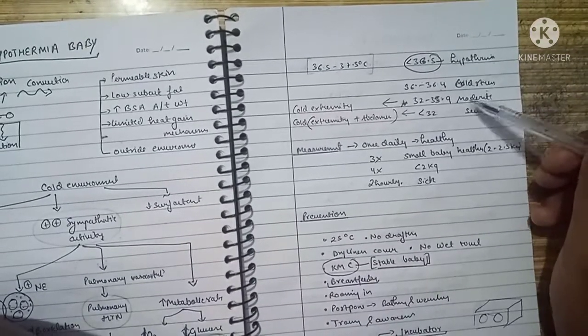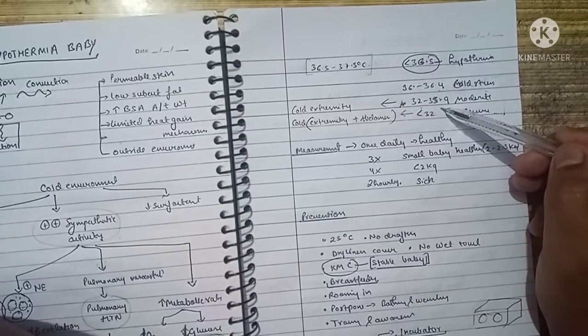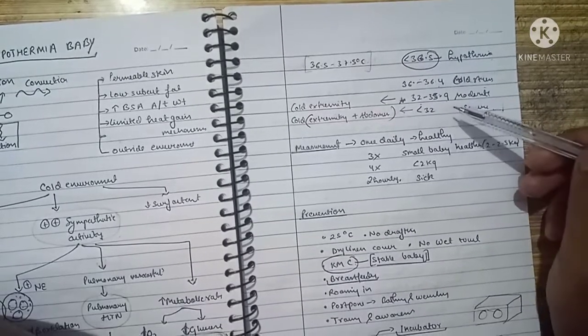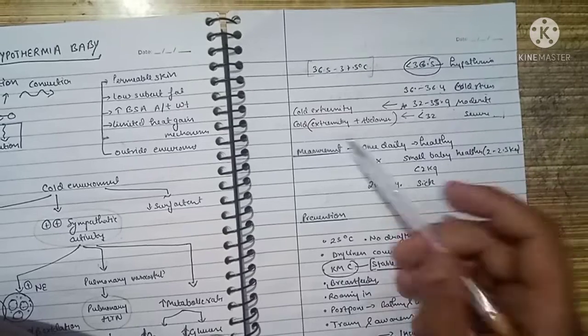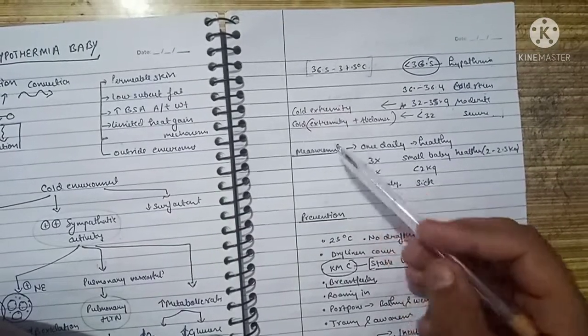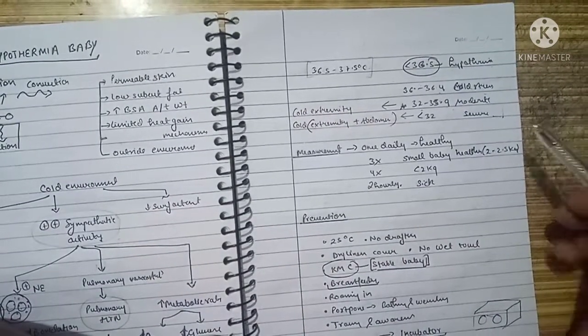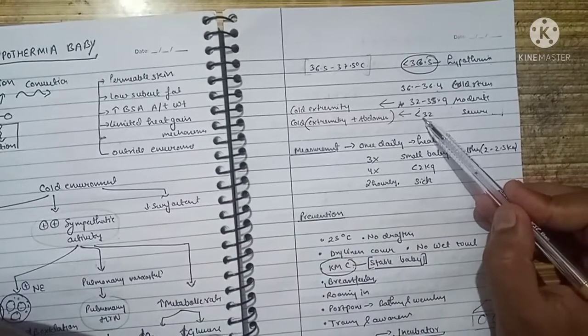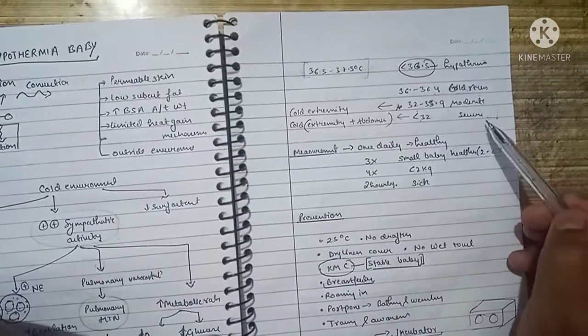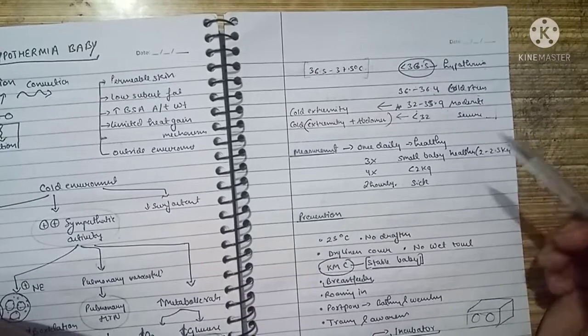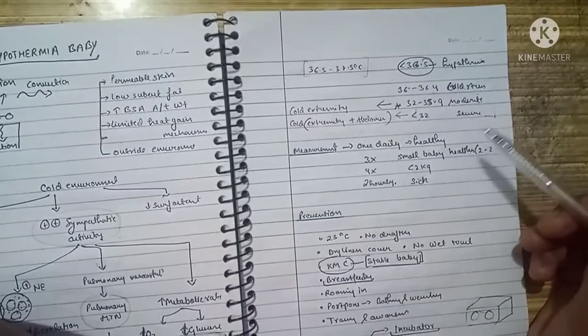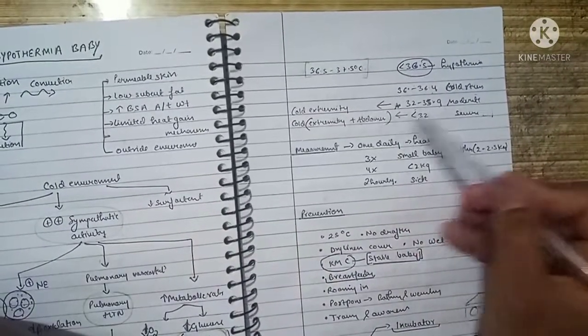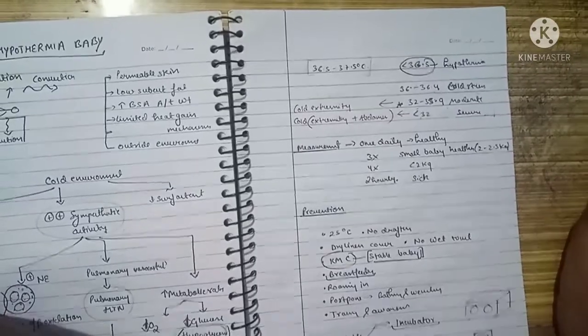A moderate hypothermia is between 32 to 35.9 degrees Celsius. The point to be noted here is that the child will have cold extremities but the abdomen will still be warm. When the temperature goes below 32 degrees Celsius, this is severe hypothermia, and the child will have cold extremities as well as a cold abdomen. This is how we clinically check for moderate or severe hypothermia.